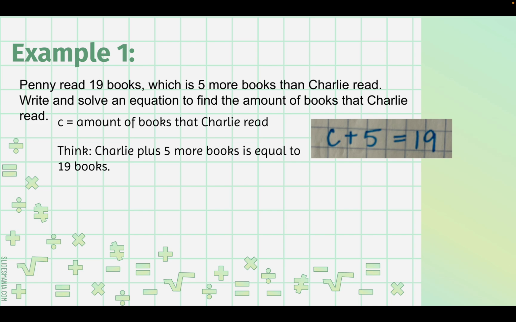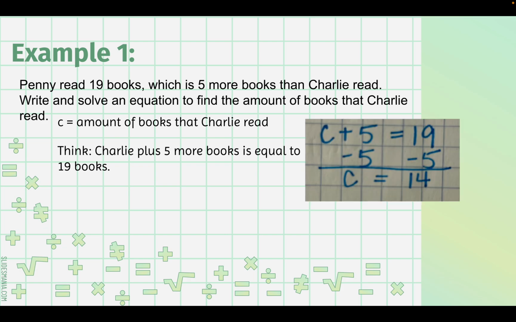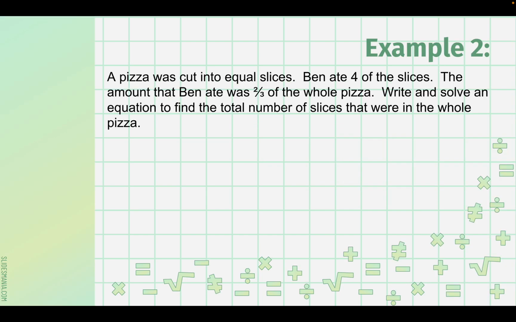Now, in order to solve this equation, we must isolate the variable C. We can do this by using inverse operations, subtract 5 from both sides of our equation, and we get C equals 14. Don't forget to write the sentence, Charlie read 14 books. Let's look at another example.